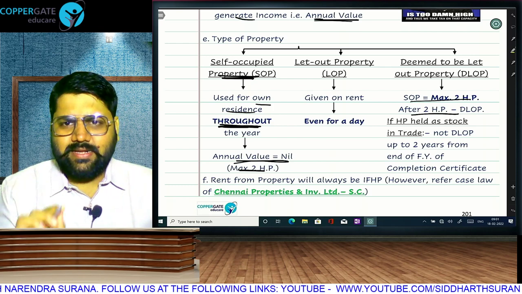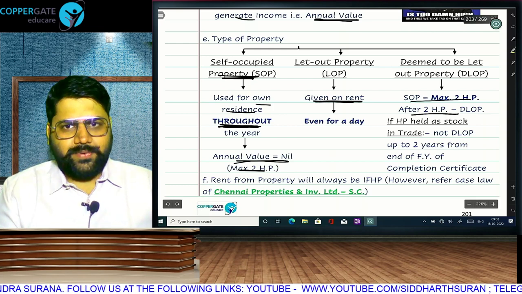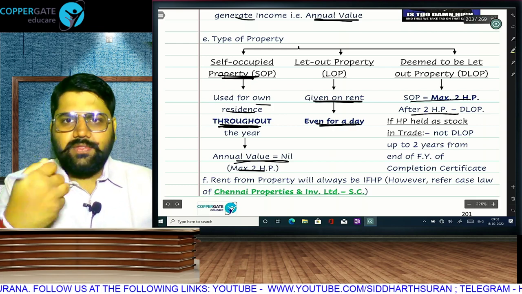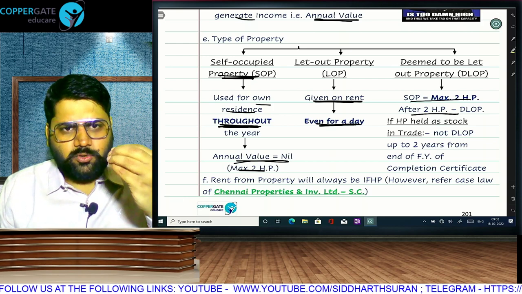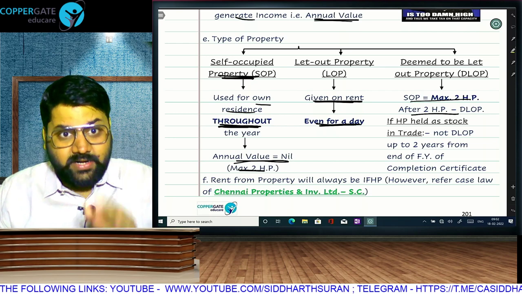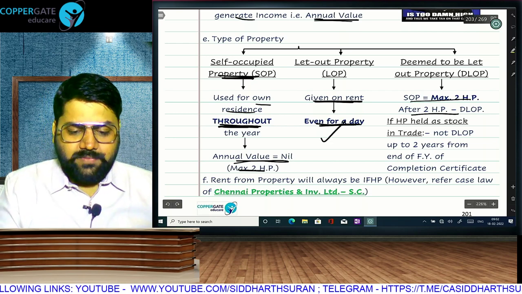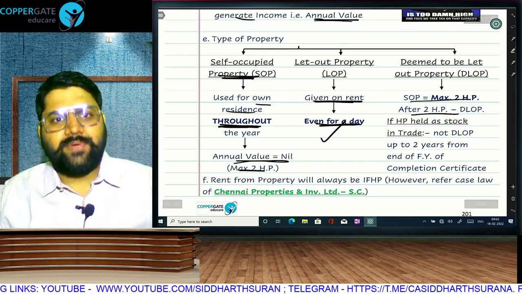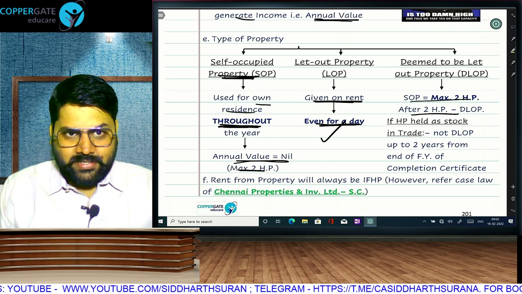So the middle category is very easy. If you give your property on rent, even for one day, that will be let out property. That topic is over. Supposing you have 10 properties. Out of that, 4 you have given on rent, even for one day during the year. That will become let out property. You have to pay tax. Topic is over. Now let's talk about the remaining 6.